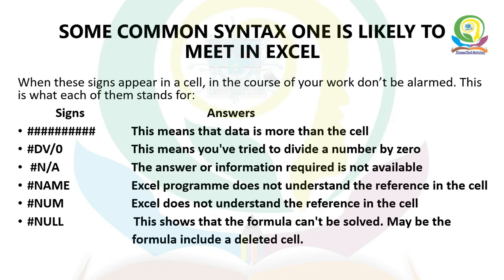Then we have the second one, that is the hash DIV/0. This means that you have tried to divide a number by 0. You are using 0 to divide a number, and that is the error it will give you. Or maybe you are trying to divide using a cell name, and there's nothing in that cell while the other one has some figure in it. The machine will give you an error because if there's nothing in the cell, that means it is zero.